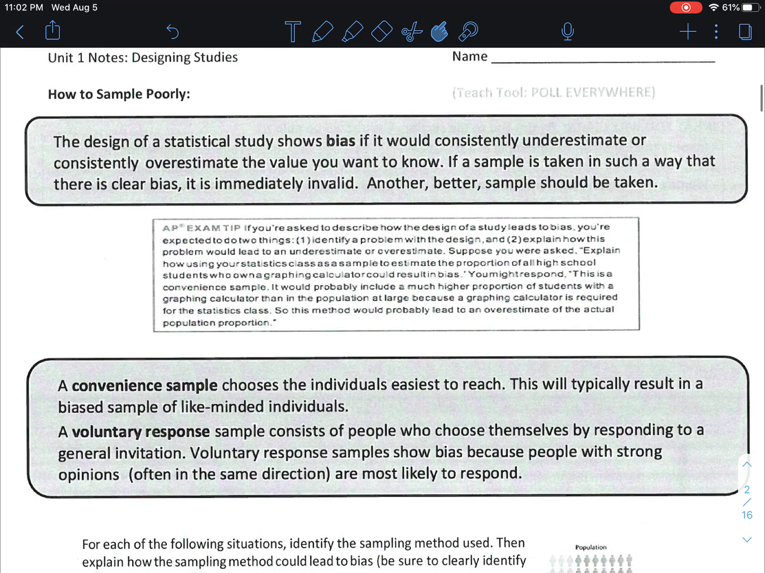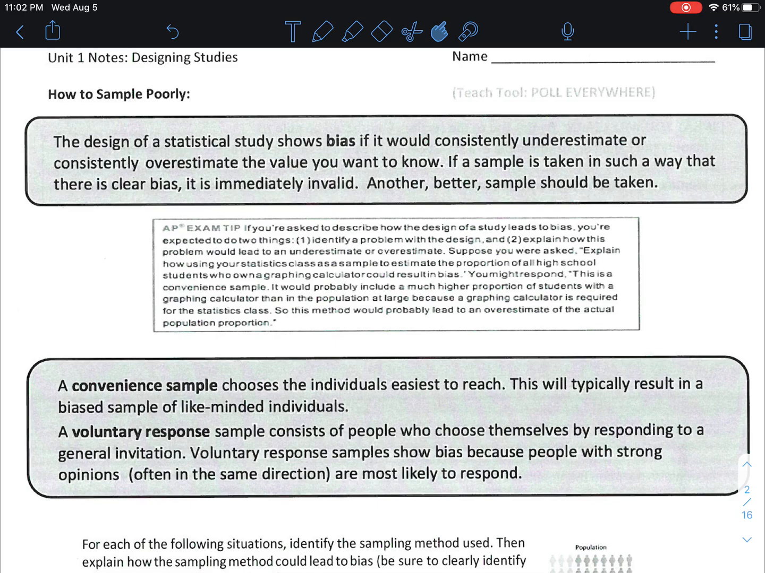All right, moving on. How to sample poorly. A big thing in our class is called bias, okay? Bias is when you sample and you consistently underestimate or consistently overestimate the value you want to know. Obviously, that's talking about a numerical value, but if you usually overshoot the right answer, or if you are undershooting the right answer, that's when bias happens, okay? If you have a sample that's taken where there's clear bias, where it's immediately known at the beginning that this is not going to be correct, you need to do it again, right?